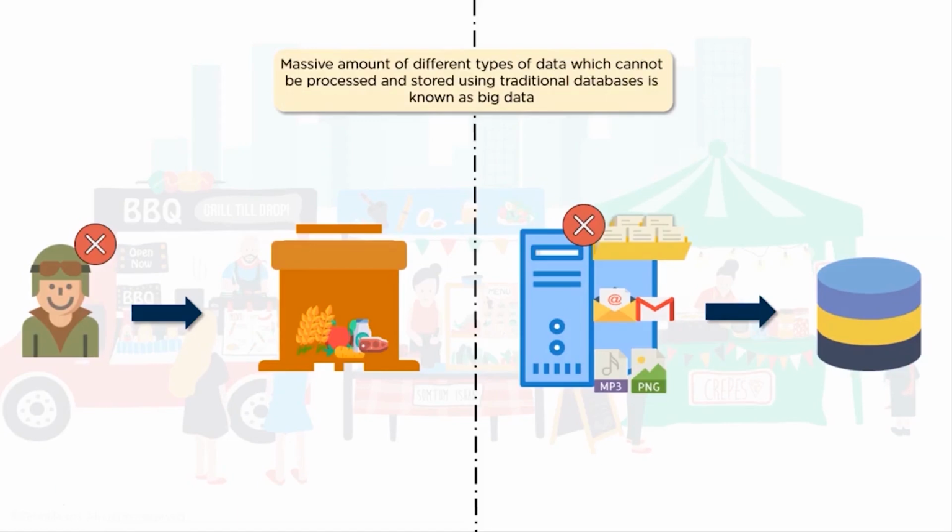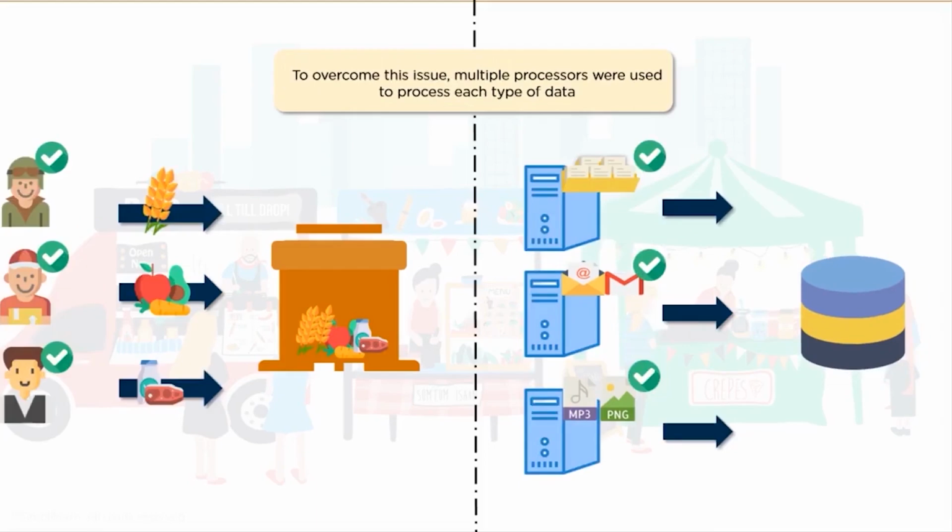Now, with different types of data existing and getting generated in massive amounts, it posed a challenge: this data could not be processed and stored. And the known storage solutions were traditional databases. To overcome this issue, multiple processors were used. So this is where we started seeing a shift in paradigm from a single processor to multiple processors, or I would say from a vertically scalable solution to a horizontally scalable solution.